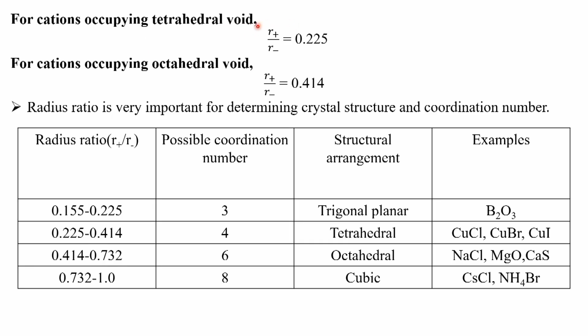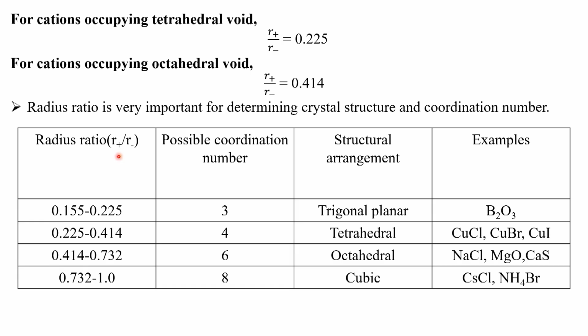For cations occupying a tetrahedral void, R plus by R minus is 0.225. And for cations occupying an octahedral void, R plus by R minus is 0.414. So radius ratio is very important for determining crystal structure and coordination number.